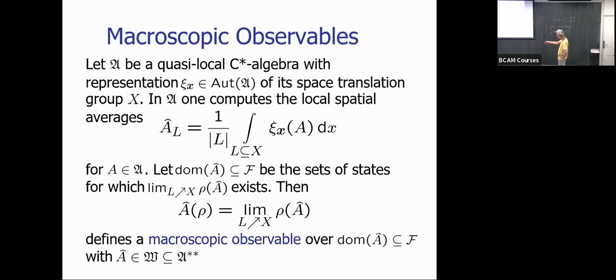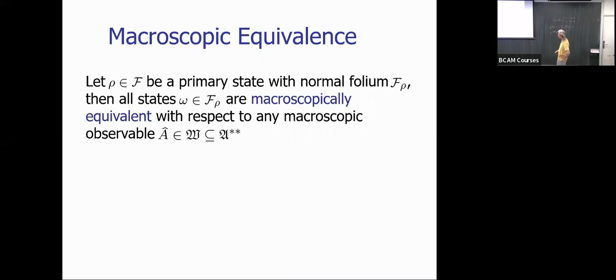So now we are in the W-star algebra, namely in the bidual of the underlying quasi-local C-star algebra. And we see that if we have a primary state with some normal folium, so the set of all the states that can be generated by modifications, then all the other states that belong to this normal folium are macroscopically equivalent with respect to all the macroscopic observables in the W-star algebra. This is quite an important property here.